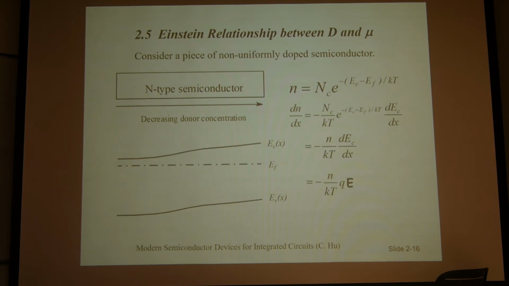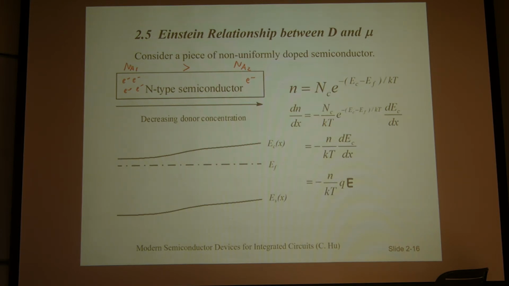Then let's look at this example, which is a little bit tricky. So here, if we have a piece of non-uniformly doped semiconductor, that means, for example, if this is an n-type semiconductor, and you have, let's say, higher doping density here to the left-hand side, this Nd1 is larger than this Nd2. So to the left-hand side, you have higher doping density. Because you know one donor will contribute one electron. So you have more electrons to the left and fewer electrons to the right. This is non-uniformly doped.